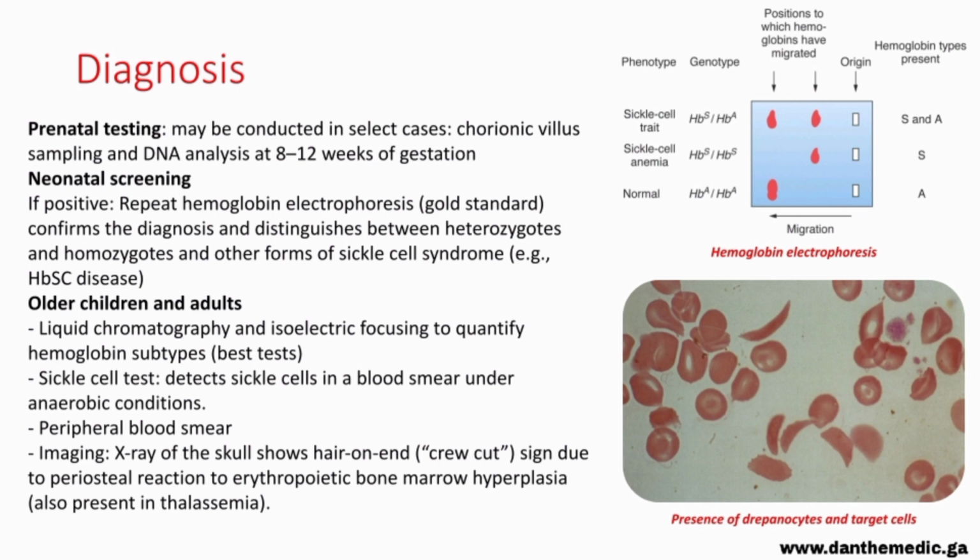And what we see in this peripheral blood smear is basically the sickle cells, also known as drepanocytes. We can see target cells. We can see reticulocytosis. And of course, we can also see Howell-Jolly bodies, which are signs of loss of function of the spleen, or functional asplenia. On X-ray of the skull, we can see the hair-on-end sign, which is due to periosteal reaction to erythropoietic bone marrow hyperplasia.